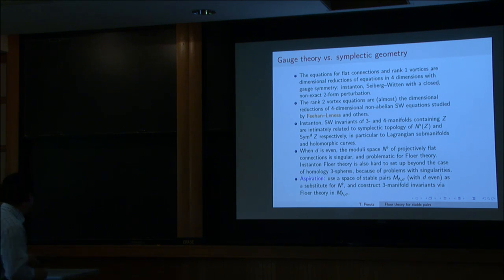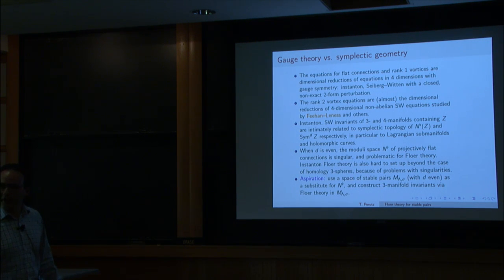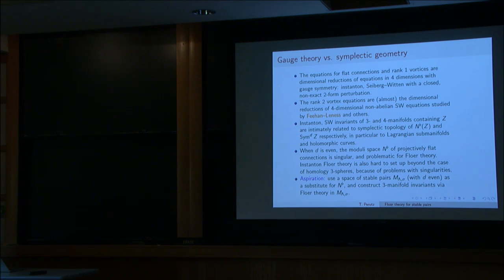Okay, so let me talk a little bit about gauge theory and symplectic geometry. This is a topic that one could talk about for a while, so I'll keep it brief today. So the equations that I've been discussing, flat connections and rank 1 vortices, appear as dimensional reductions of equations over 4 manifolds with 4-dimensional gauge symmetry.